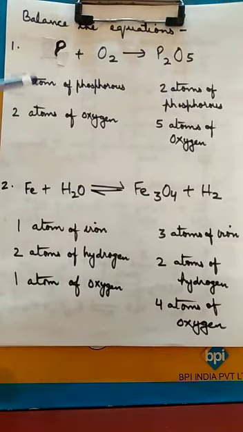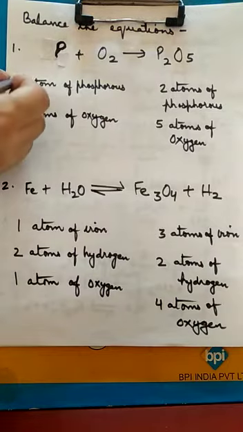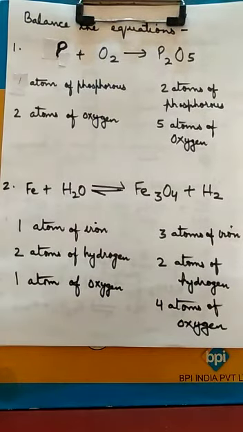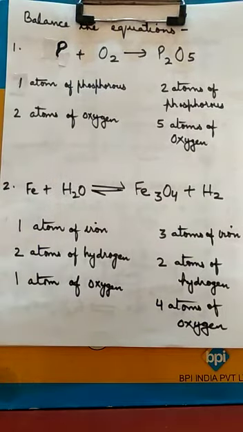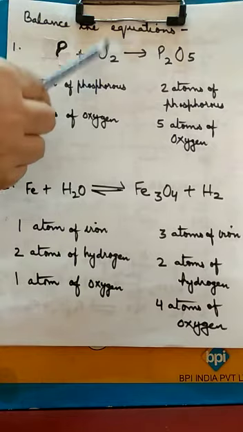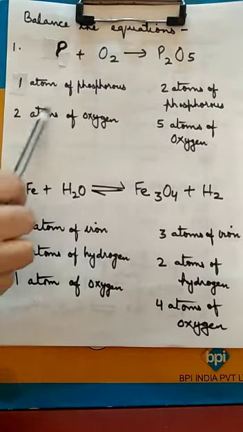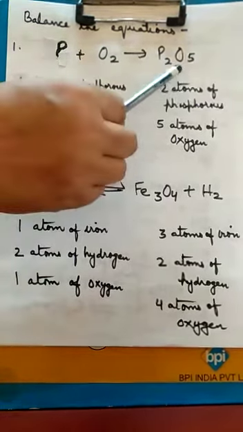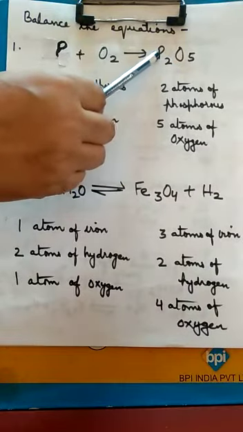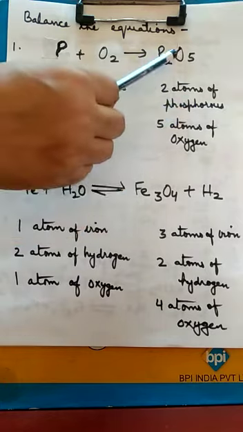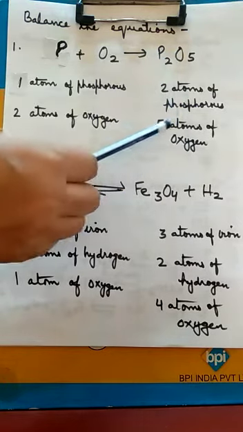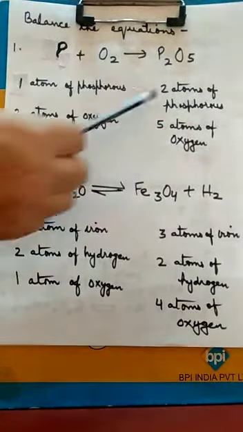So here on this side, how many atoms of phosphorus are present? One atom of phosphorus is present, so we'll write one atom of phosphorus. Then how many atoms of oxygen are present on this side? Two atoms of oxygen, so we'll write two atoms of oxygen. Now on the product side, how many atoms of phosphorus are present? Two atoms. How many atoms of oxygen are present? Five atoms of oxygen. So we have written like this.